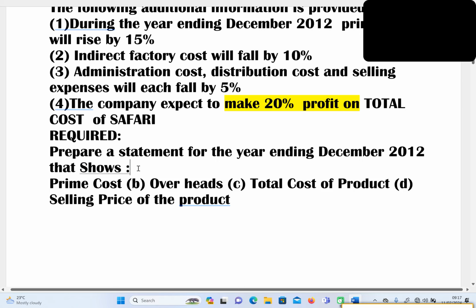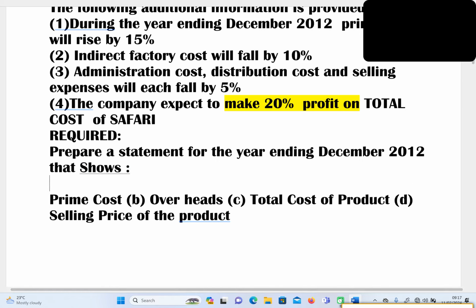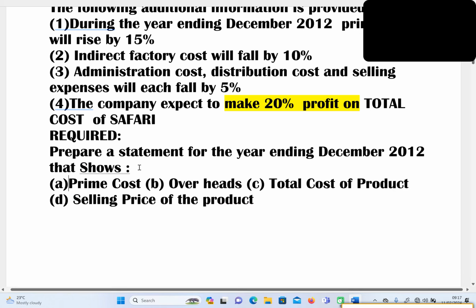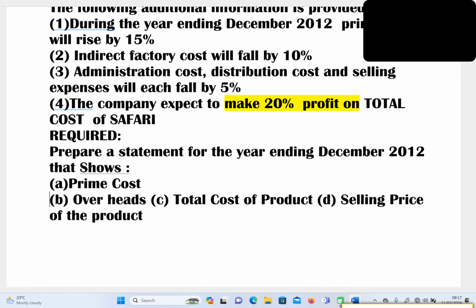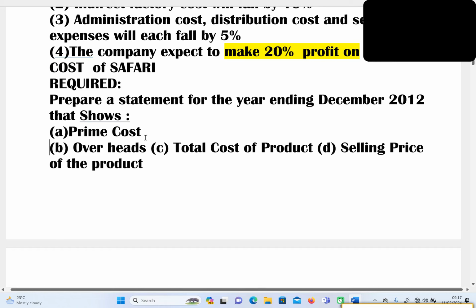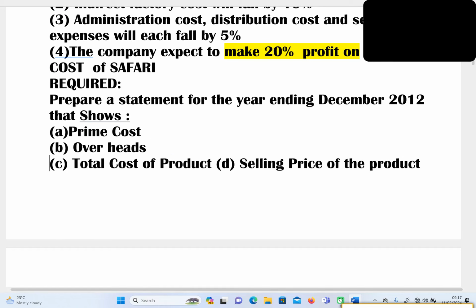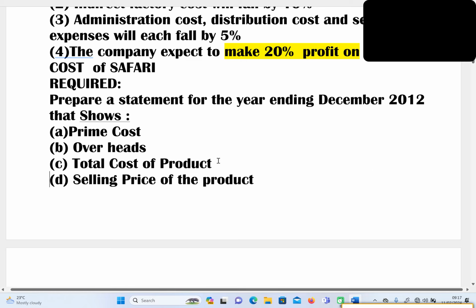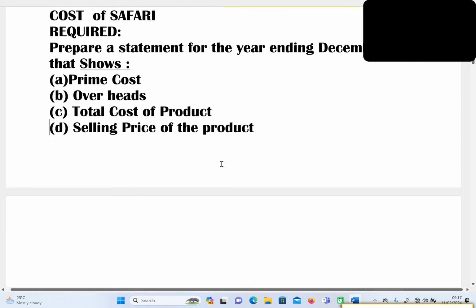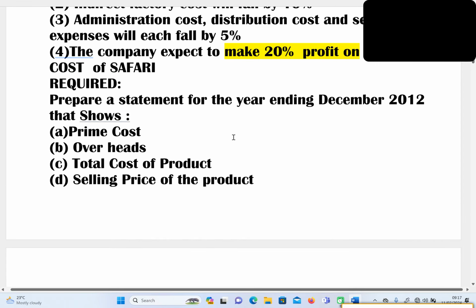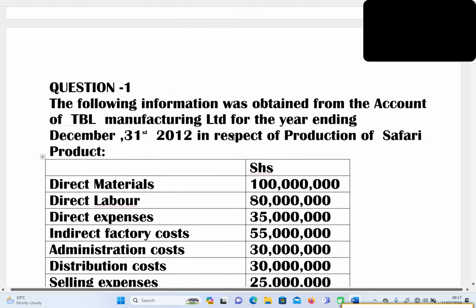First, it says prepare and show the following. First, it wants the prime cost. Second, the total cost of production. Third, the selling price of a product. These are what it has told you to prepare.